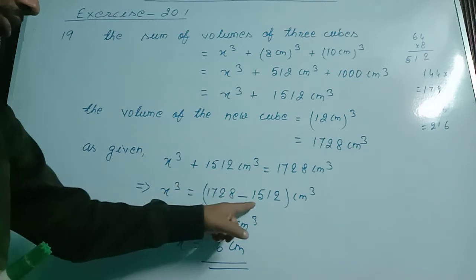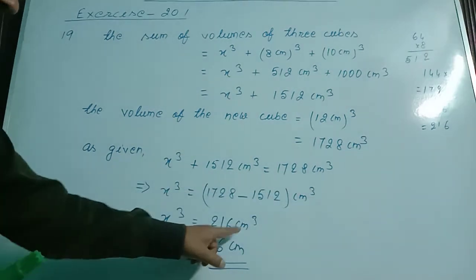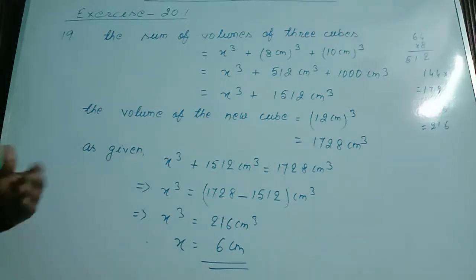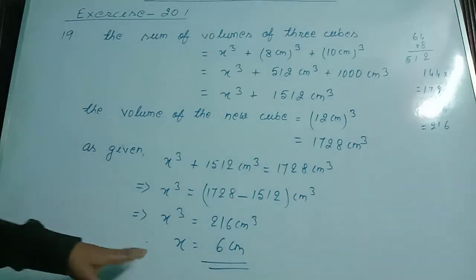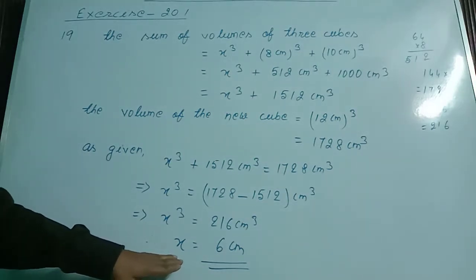So x cube equals 1728 minus 1512 centimeter cube. So x cube equals 216 centimeter cube. Therefore x equals 6 centimeter. So the value of x that was asked in the question, to find the value of x, the value of x became 6 centimeter.